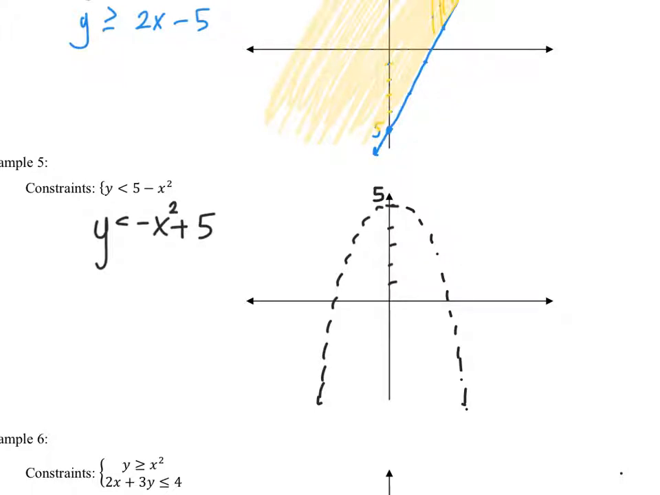And when it's less than, then we are shading inside of the parabola, because that's lower than the parabola itself. So then you can go ahead and do your shading on the interior part.